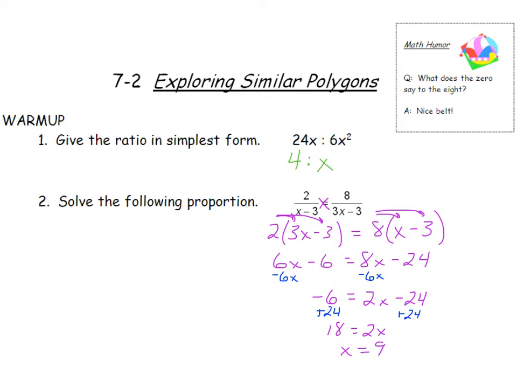When you solve a proportion, what we're going to do here is we're going to cross multiply. So we've cross multiplied, and then I distribute my 2 through and my 8. Once I do that, I get my x's on one side, and then I go ahead and I add the 24 to the other. So when I solve and I'm all set and ready, I end up getting x equals 9.